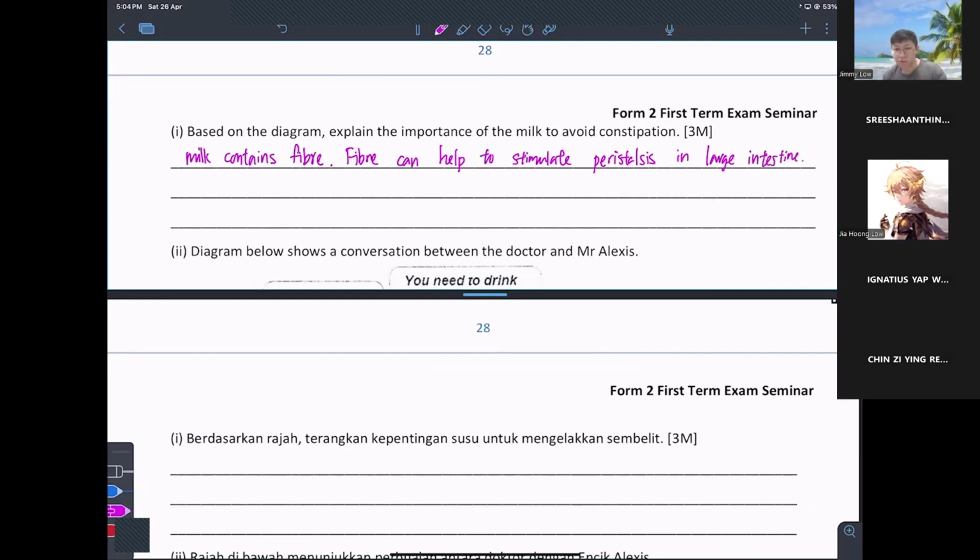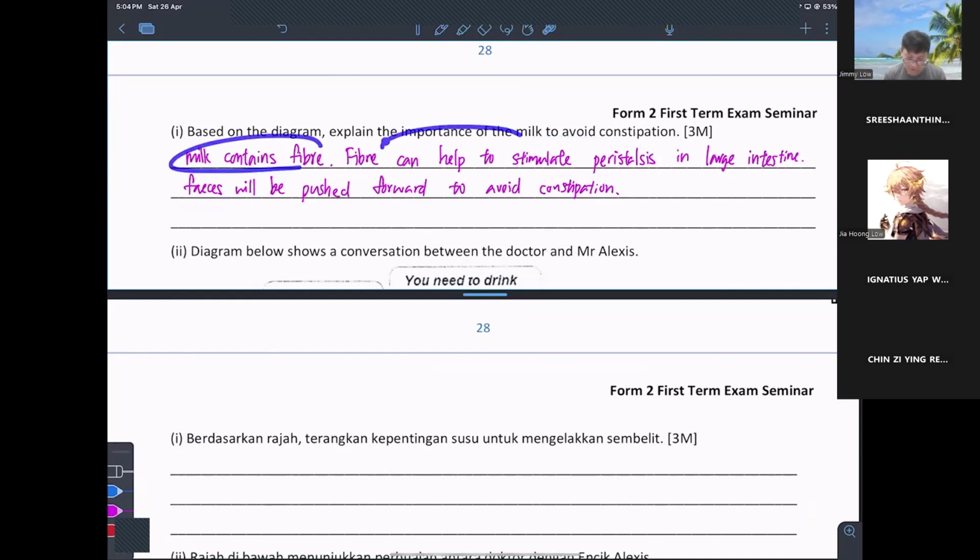Okay, then the next point is what? Fiber can help to stimulate peristalsis in the large intestine. Then after that, what? You can say, okay, feces will be pushed forward to avoid constipation. That's all. So milk contains fiber. Fiber can help to stimulate peristalsis. Then you can further elaborate. Feces will push forward, then to avoid constipation.